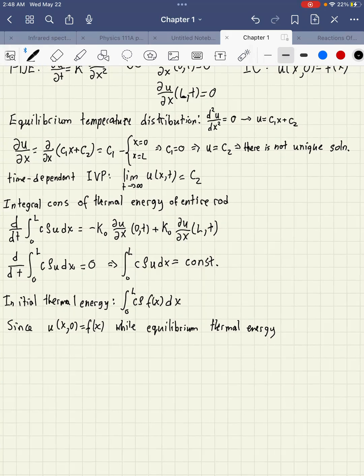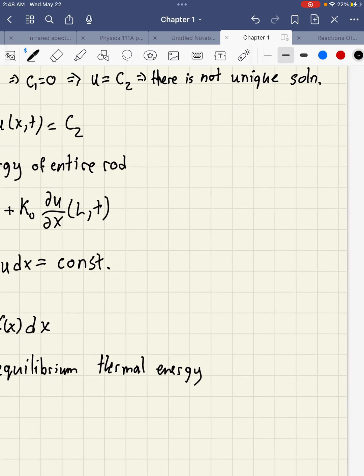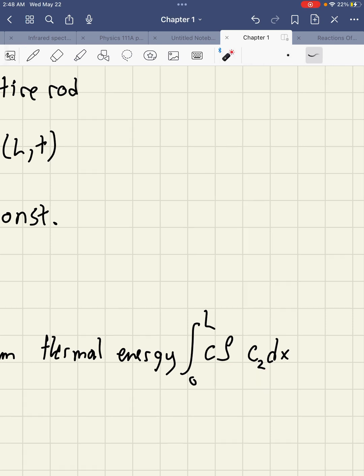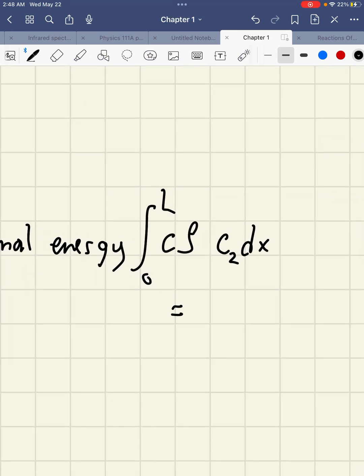So we got our U is equal to C2, an arbitrary constant. Therefore, I will just substitute, instead of U, my constant C2 dx. All of these thermal coefficients are constant. So if I integrate it, my integral will be equal to C2 times L.